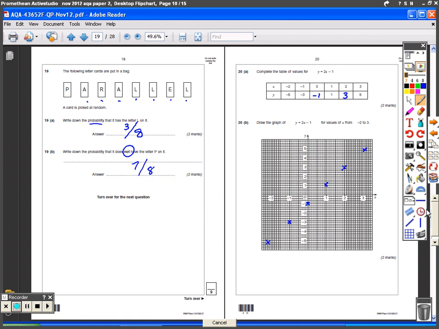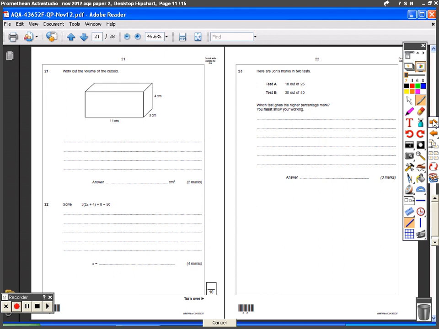Okay, and then of course don't forget to join up your points. It's a straight line, so one nice straight line would give you the line graph of y equals 2x minus 1. Okay, moving on. Question 21, work out the volume of the cuboid. So the volume is multiply length by width by height. So if I multiply 11 by 3 by 4, into your calculators, no excuse, gives you an answer of 132, and the units are already here, centimetres cubed.